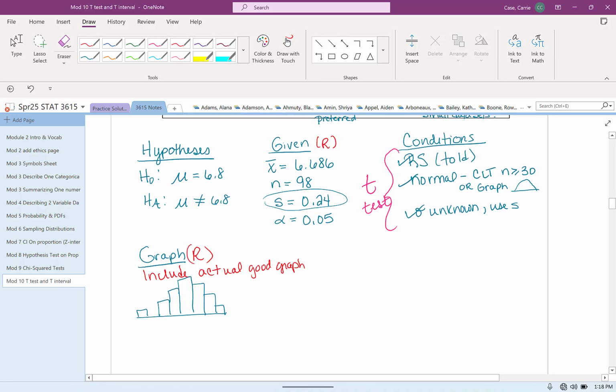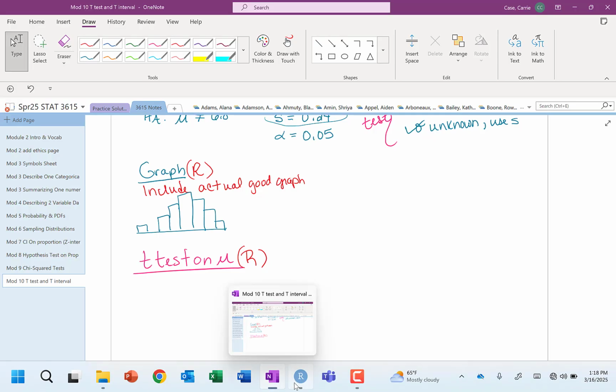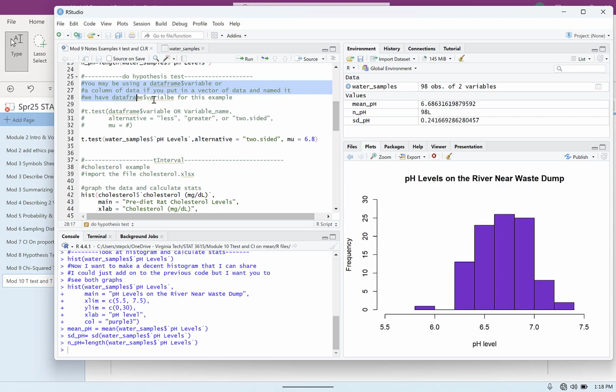And so we can go ahead and use R to do our t-test on the mean mu. And so we are going to be using R code again. So we're going to go back to R. And we're going to do this test in R. So let me go back to R and show you what the code looks like. So now we're going to do the hypothesis test. And let me highlight these comments first. So you may be using either a data frame and a variable, which is what we have, or you may have put a column of data into R. And if that's the case, you use your vector name, whatever you named it.